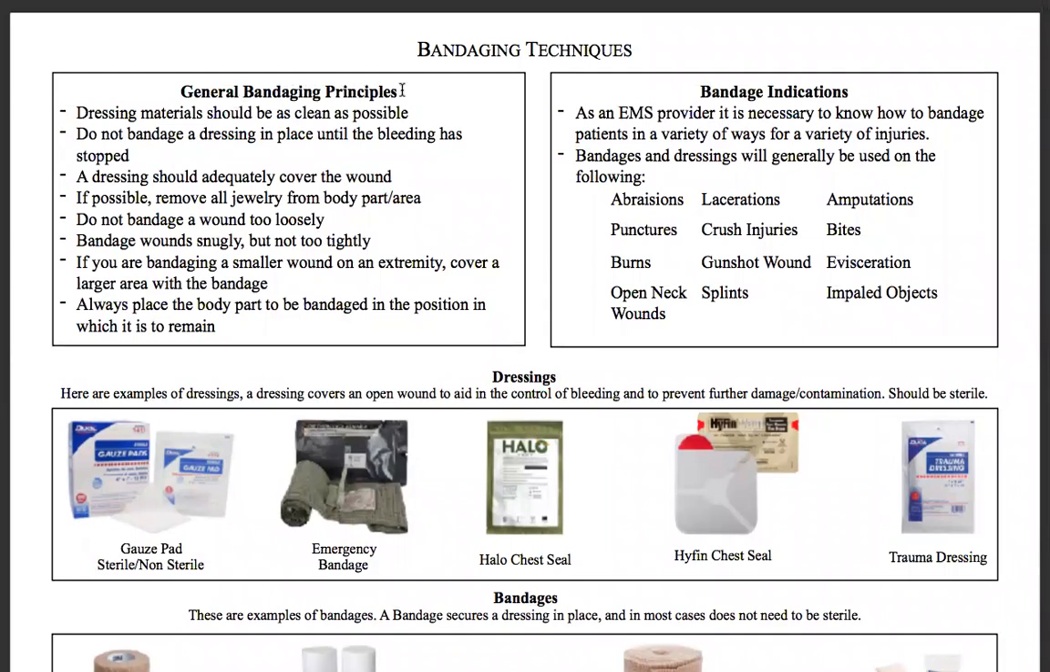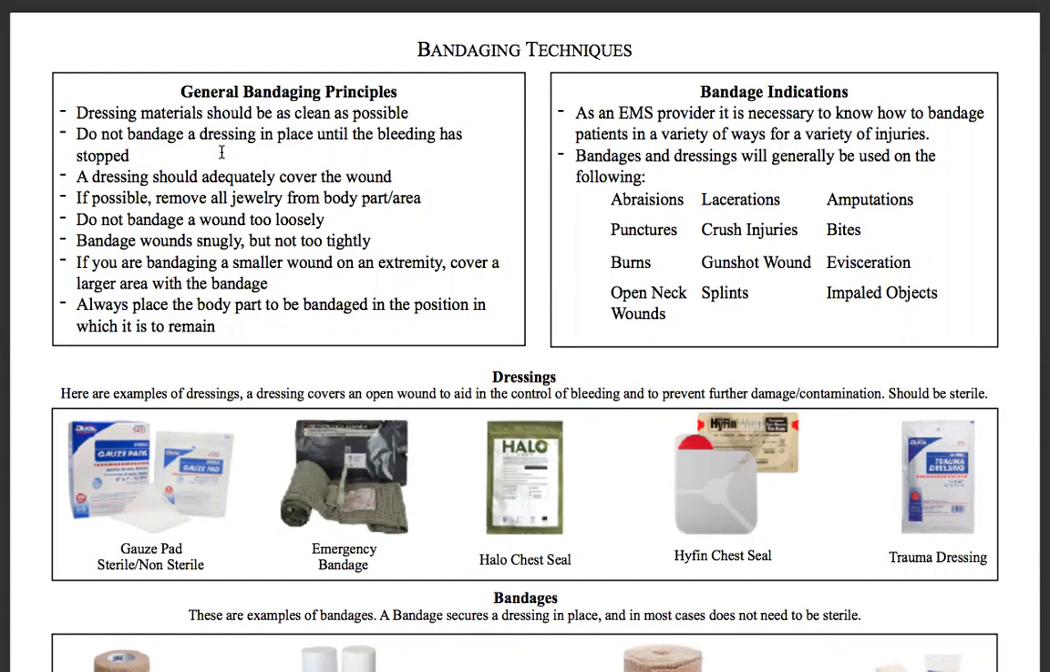So just some general principles that you need to be aware of. Dressing materials should be as clean as possible. That means free of dirt and contaminants. So make sure when you take it out of that sterile package, you don't put it into the dirt next to the patient. Make sure you actually maintain the integrity of that dressing. Do not bandage a dressing in place until the bleeding has stopped. As you're applying the dressing, you're simultaneously evaluating: is this controlling the bleeding effectively?